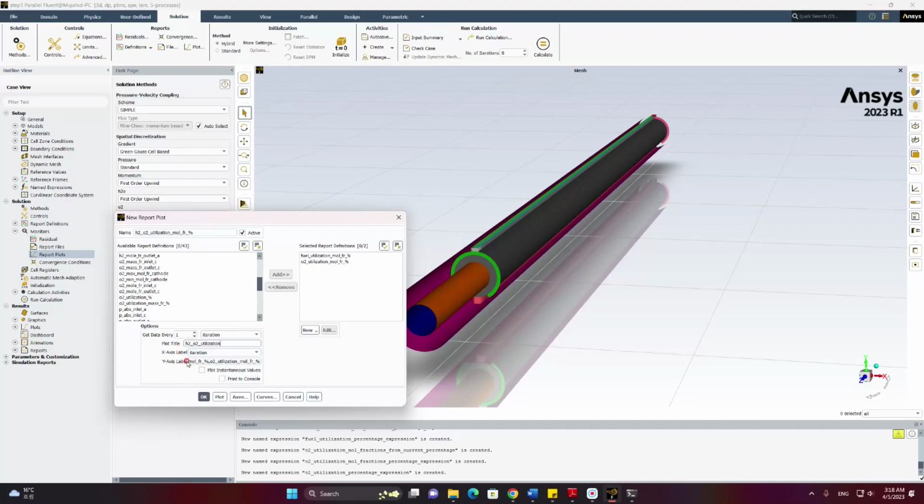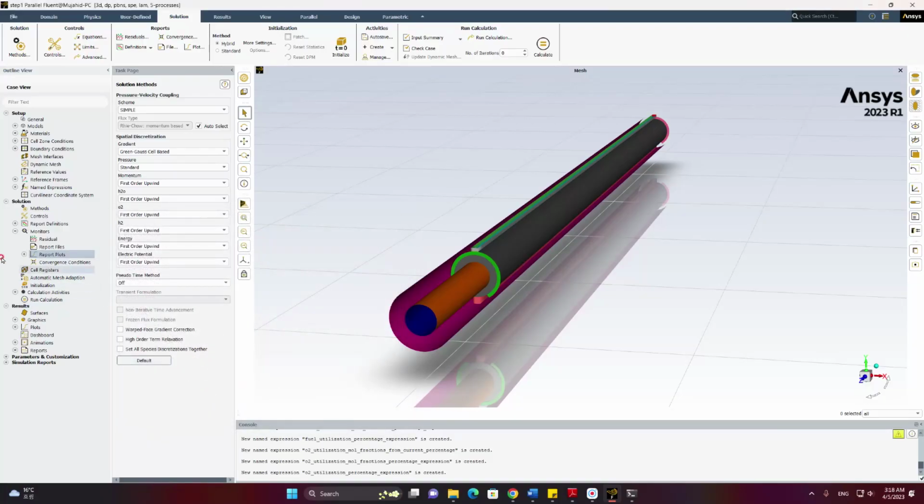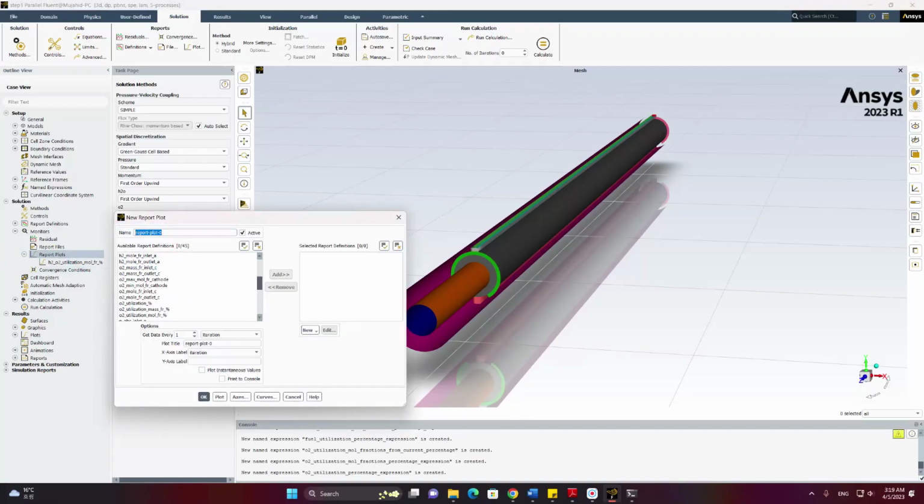And we printed every iteration. Okay. Now next is the minimum and maximum temperature, and here we want to get all the temperatures. The minimum and maximum temperatures at anode and cathode.